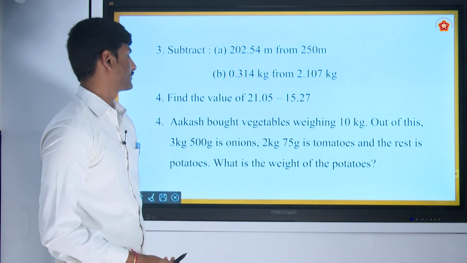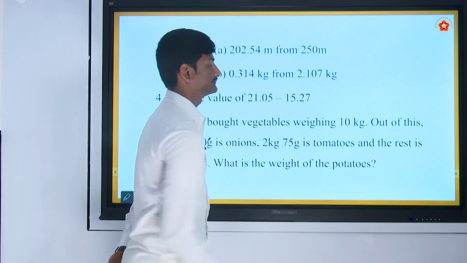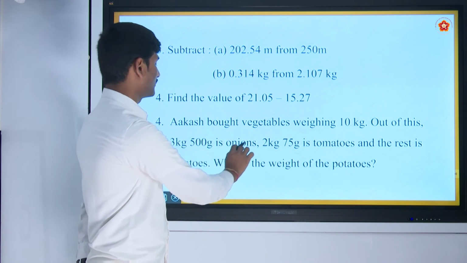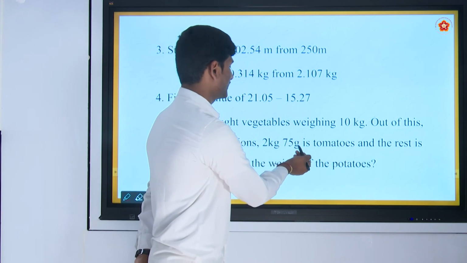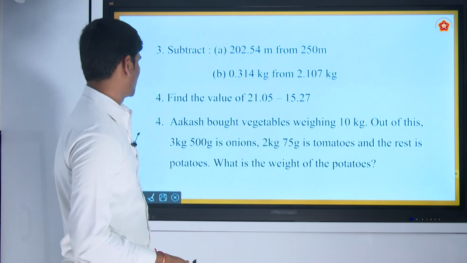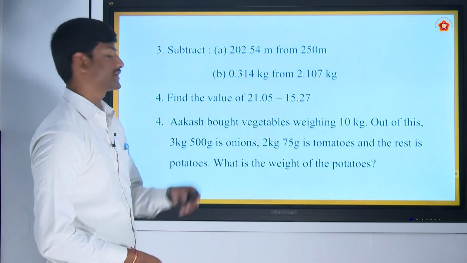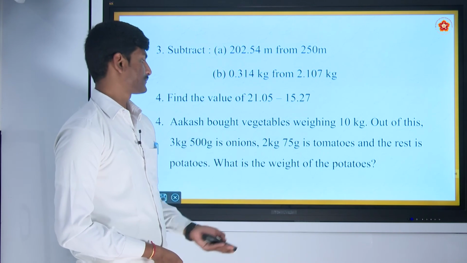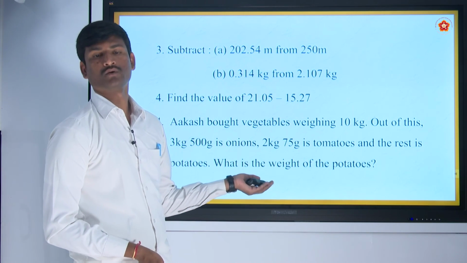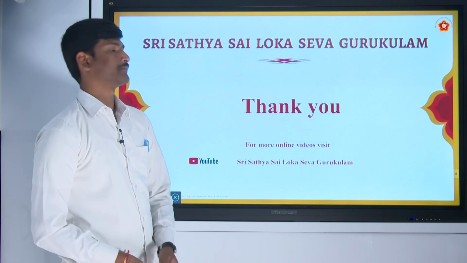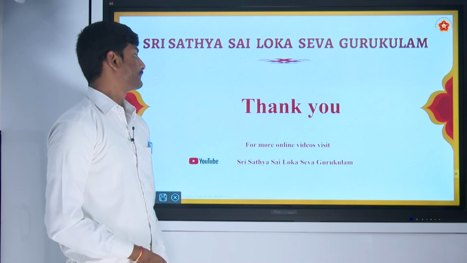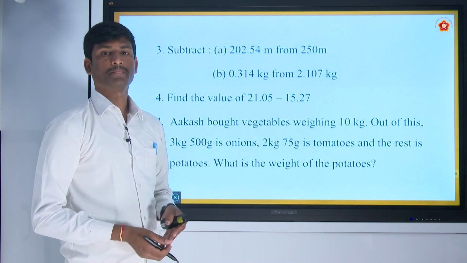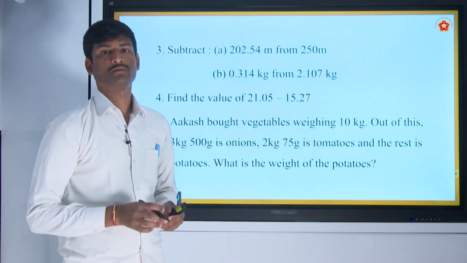Then Akash bought vegetables weighing 10 kg. Out of this, 3 kg 500 gram is onions, 2 kg 75 gram is tomatoes and the rest is potatoes. What is the weight of the potatoes? This is a subtraction problem. Okay. I hope everyone understood. Please practice these assignment questions and do some exercise problems.